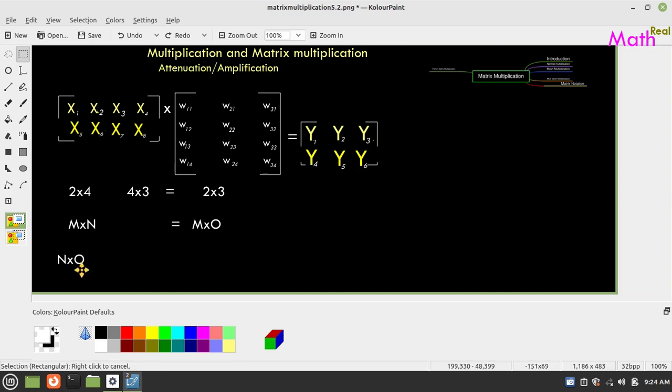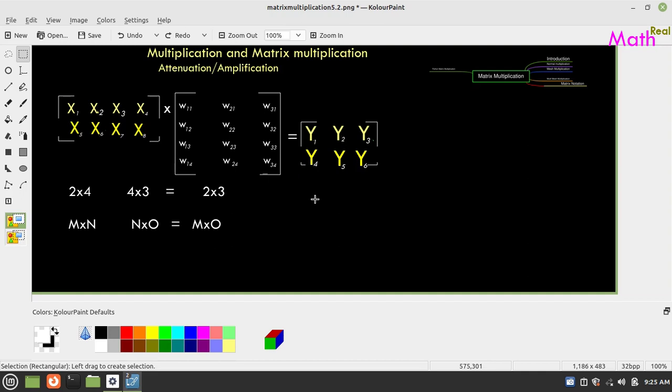This is not true here, because these two are different. O and m should be the same. The first one's number of columns and the next one's number of rows must be the same. Here both are the same, n and n. Now matrix multiplication can happen. It will lead to another matrix with m rows and o columns.